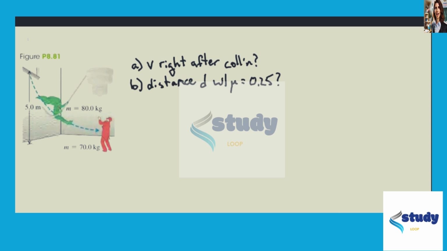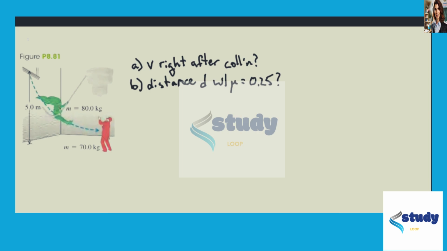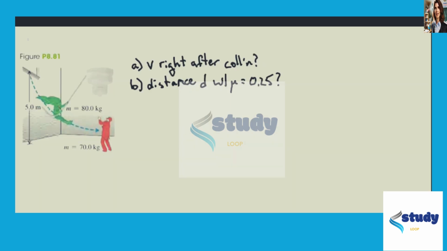So the first thing we want to know is what is their speed as they begin to slide across the floor right after the collision. And then if their kinetic coefficient of friction is 0.25, how far did they slide?